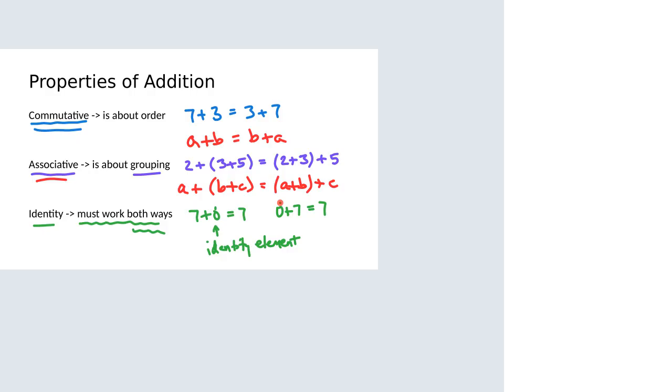Just a little refresher. Commutative property is about order. We can change the order, and the value stays the same. Associative is about grouping. We can change the grouping, and the value stays the same. And identity is: is there a number we could add without changing the value? And it has to work both ways. One thing I didn't put here is A plus 0 equals A, the generic way we would write that, knowing in the back of our head that 0 plus A has to equal A also. It has to work both ways. Let me know if you have any questions about this before I have you try a question that involves the properties.